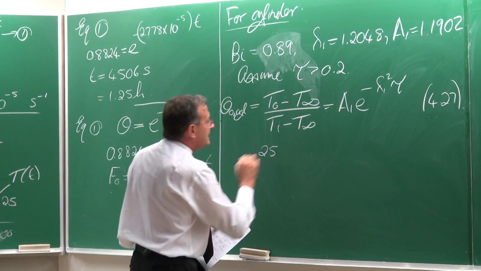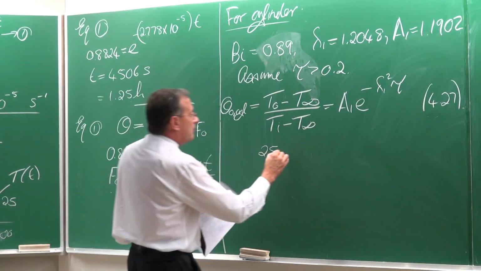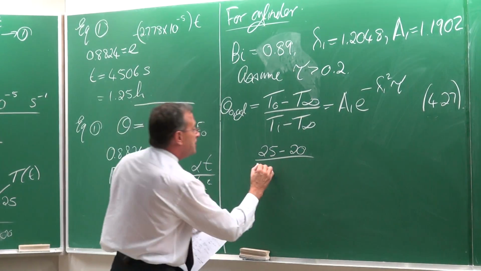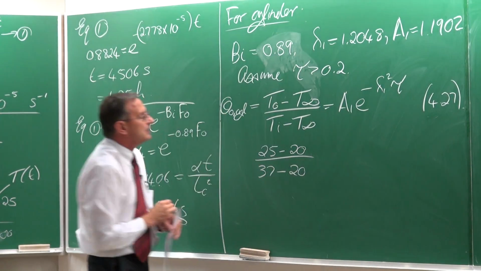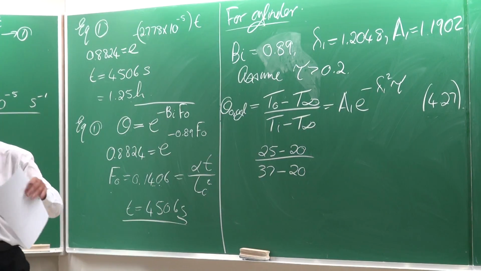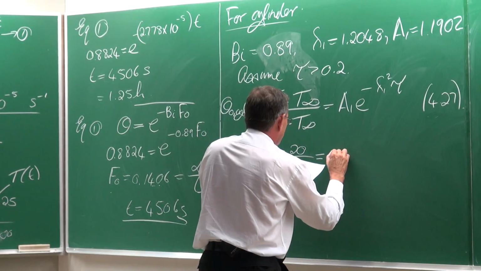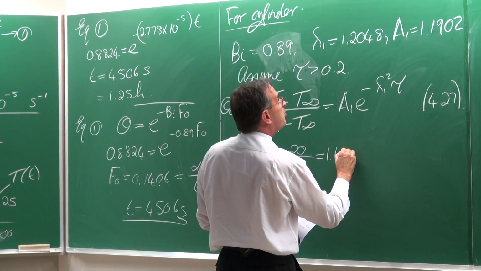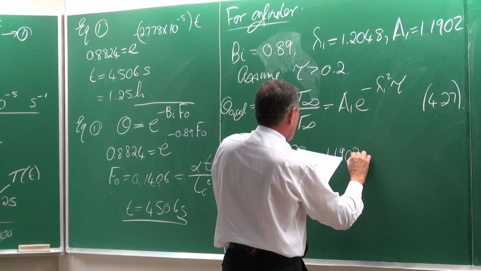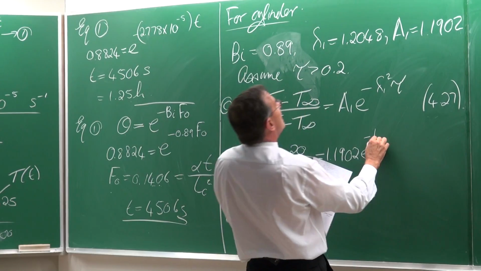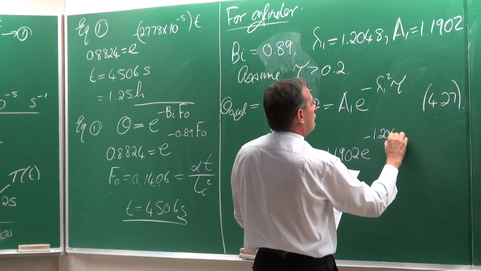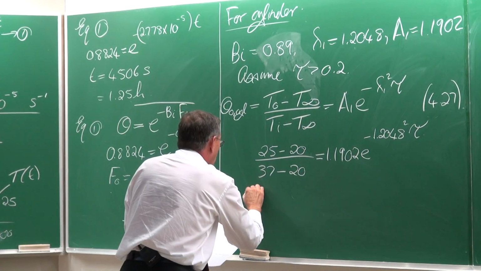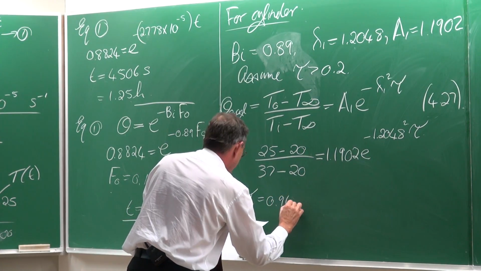The temperature at the center is 25 minus the environment temperature is 20, over Ti is 37 minus T infinity, the environment temperature is 20, is equal to A1, and A1, there it is, equal to 1.1902 e to the minus lambda, and lambda is equal to 1.2048, squared, multiplied by tau. And now tau is equal to 0.963.